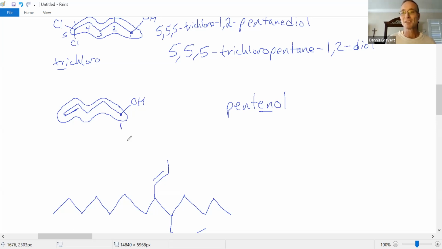Where's carbon 1? Most important functional group, they decided that right here at the beginning of the chain, the alcohol sits there. So there's carbon 1. Okay, so the alcohol starts on 1. I think about putting it here, beginning. The double bond began on 4. I think about putting it out here.